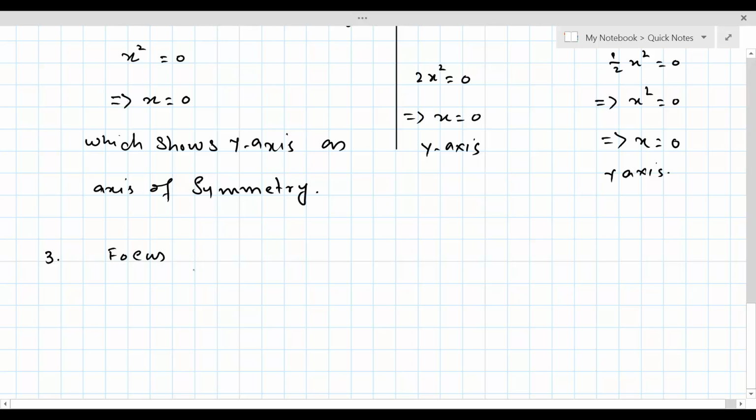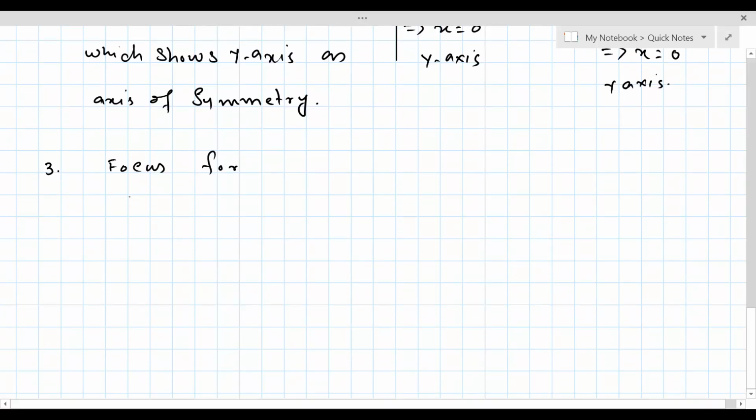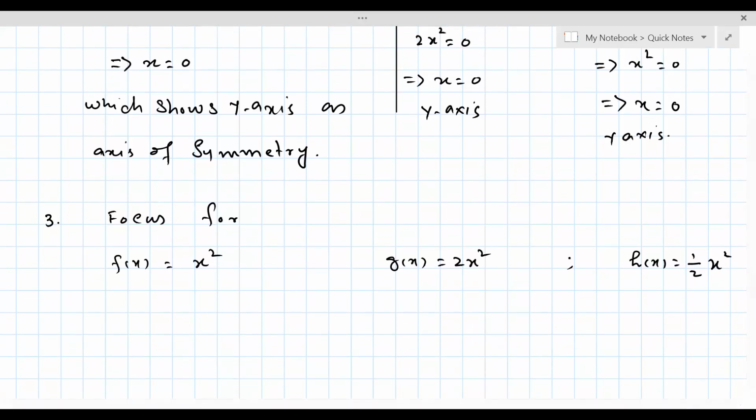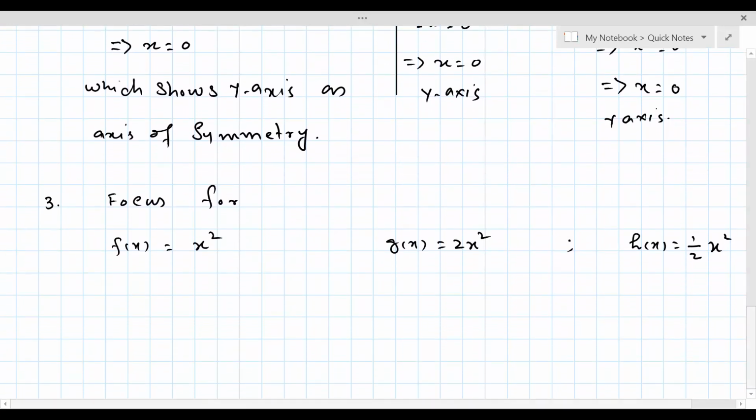Focus for f of x equal to x square, g of x equal to 2x square, and h of x is equal to 1 by 2 x square. How we calculate the focus is that value of y for vertex.